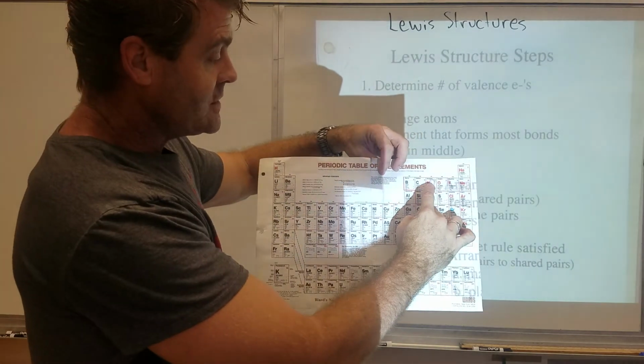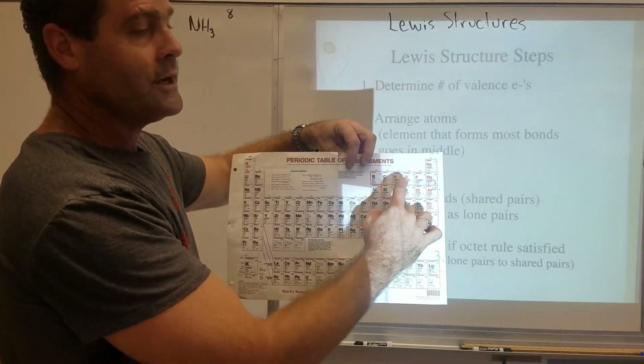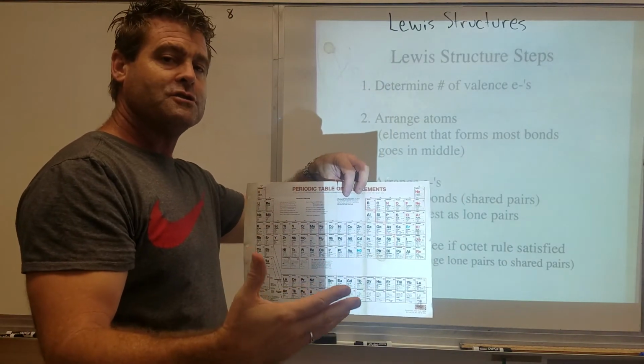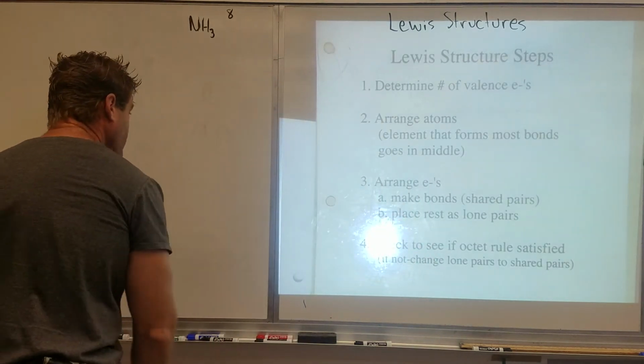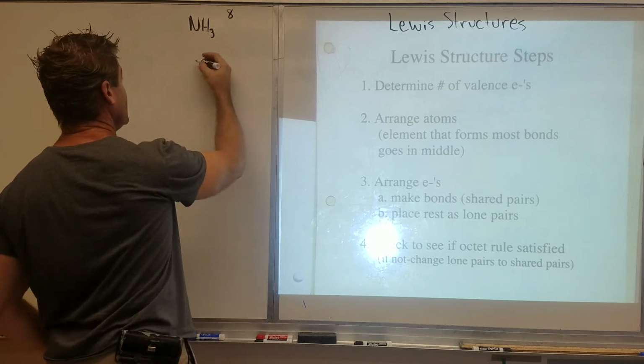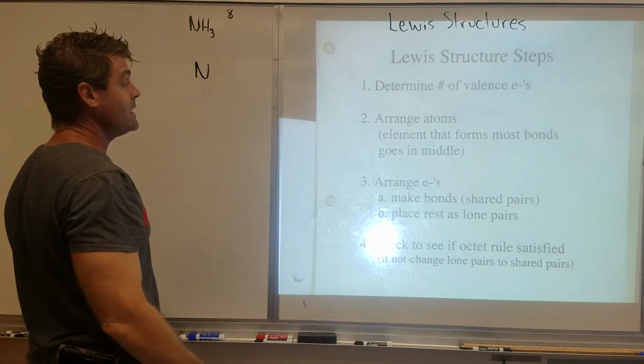But look at nitrogen. How many electrons does nitrogen need to fill its outer shell? 1, 2, 3. You would generally expect nitrogen to form 3 bonds. So according to rule number 2, which element should I put in the middle? You're going to put nitrogen in the middle. Okay? So then where am I going to put my hydrogens?